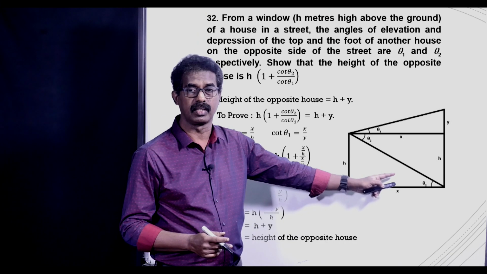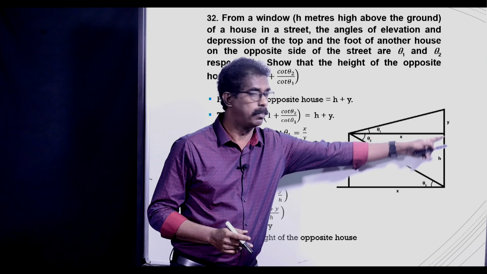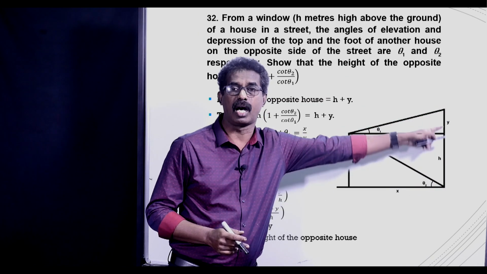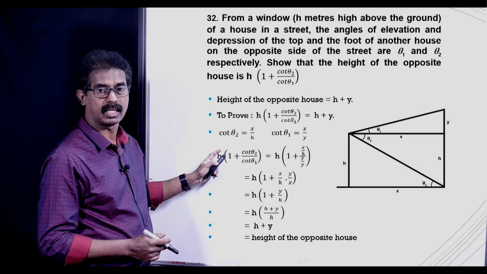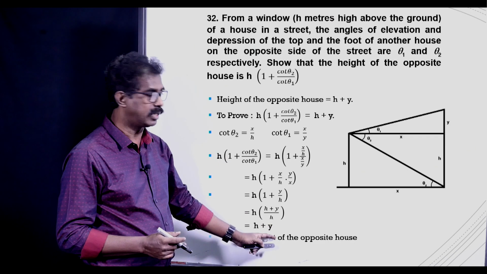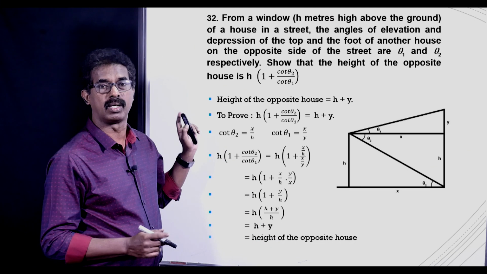H plus y means the height of h plus y, right? That is the height of the opposite house. This is the height of the opposite house you are getting, and we started like this. So both are equal. The height of the opposite house is equal to this one, hence proved.